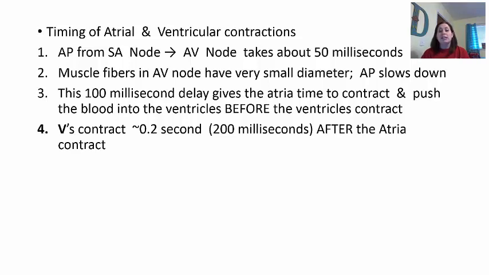This 100 millisecond delay gives the atria time to contract and push the blood into the ventricles before the ventricles are allowed to contract. The ventricles are then going to contract at approximately 0.2 seconds or 200 milliseconds after the atria contract. So guys, it's actually pretty fast. Even when I'm showing you with my hands the contraction and relaxation going back and forth like this, it's a lot faster with your heart, because it's going to take less than a second, even less than half a second, to get these jobs done.